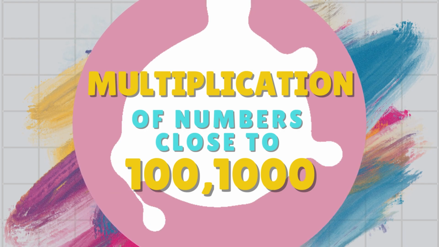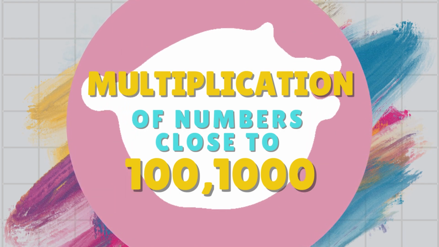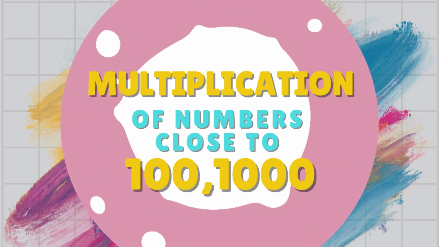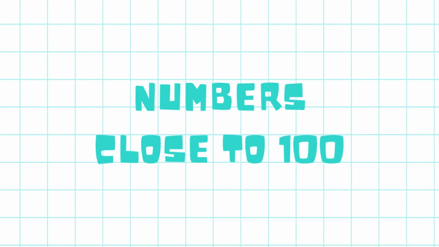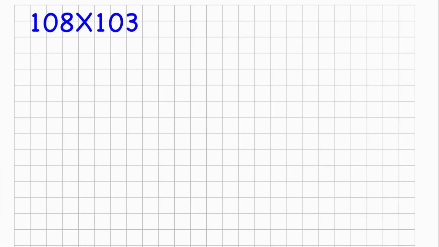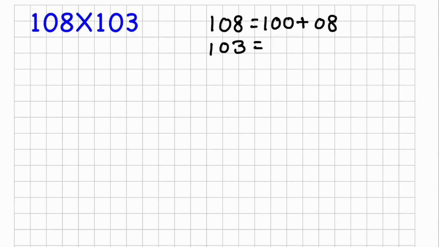Today we are going to learn how to multiply two numbers close to 100 or 1,000. Multiplication of numbers close to 100. 108 times 103. 108 equals 100 base plus 8. And 103 equals 100 base plus 3.